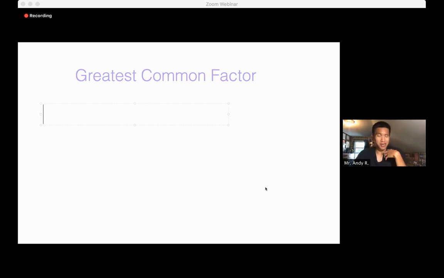All right. So, greatest common factor. They are factors that two or more numbers share that are alike. And how are they alike? Well, greatest common factor. Okay, we already know what factor is. We know what this word means. So what does greatest mean?